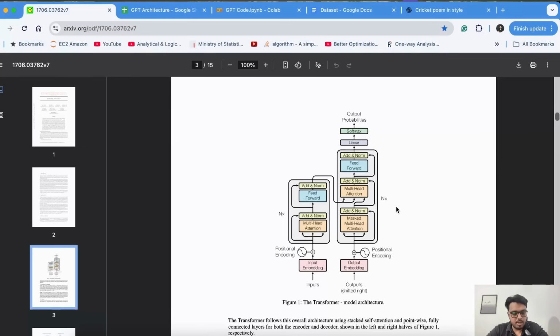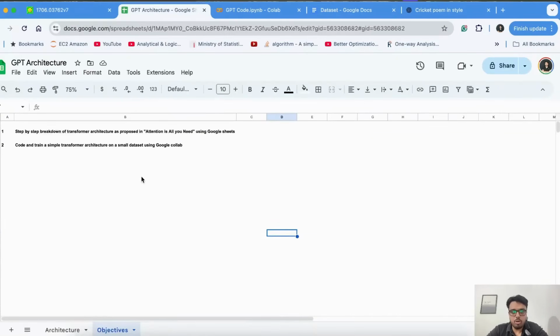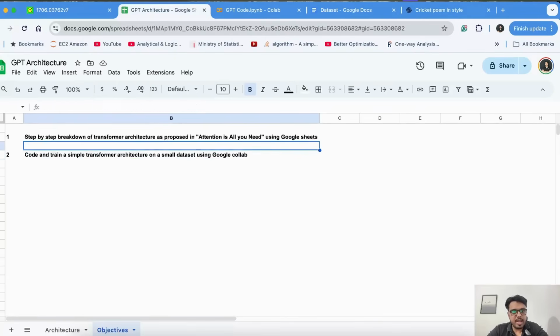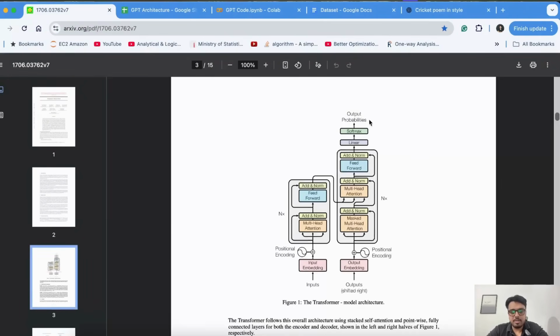So, in today's video, what we will try to do is to unpack this architecture in a very simple and visual format. There will be twofold objectives that we will be trying to cover. First will be a step-by-step breakdown of the transformer architecture as proposed in this paper, Attention Is All You Need, using Google Sheets. So what we will do effectively is this architecture that you see on the right hand side of your screen, right?